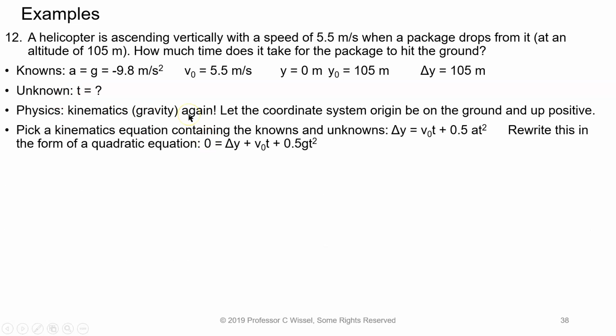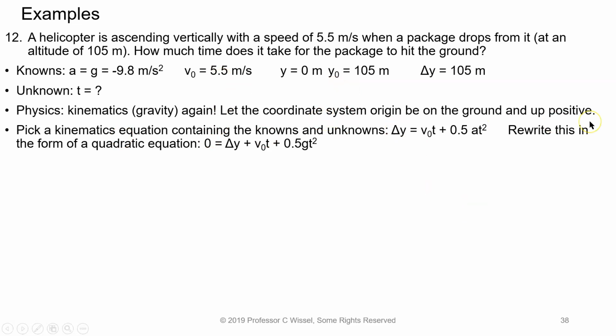The physics of this is gravity again. We're going to let the coordinate system, the origin, be on the ground and up be positive, which I sort of picked here, but it's okay. Pick a kinematics equation containing the knowns and unknowns. We pick one. Delta y equals v naught t plus 1/2 a t squared. Well, we know a. We want to know t. We know v naught, and we know delta y.